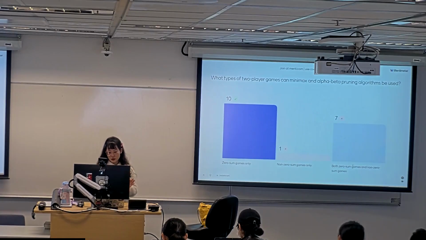If it is a non-zero-sum game, then alpha-beta pruning and minimax cannot get the optimal action. Basically, they are non-optimal algorithms, and it is useless to apply them to non-zero-sum games. So when we say we want to apply these two algorithms, we already assume they are two-player zero-sum games. That's why we select the first option.